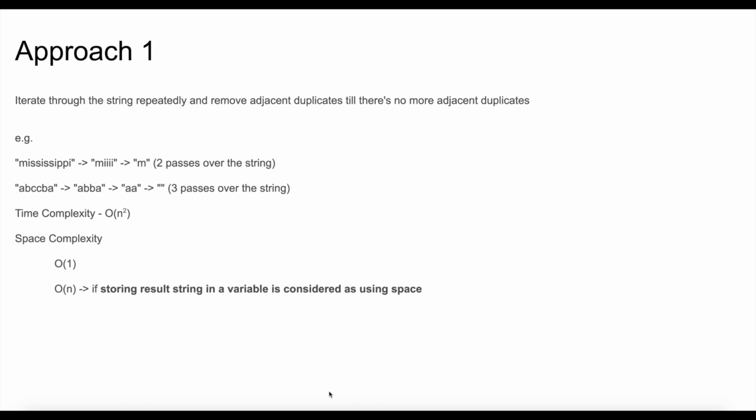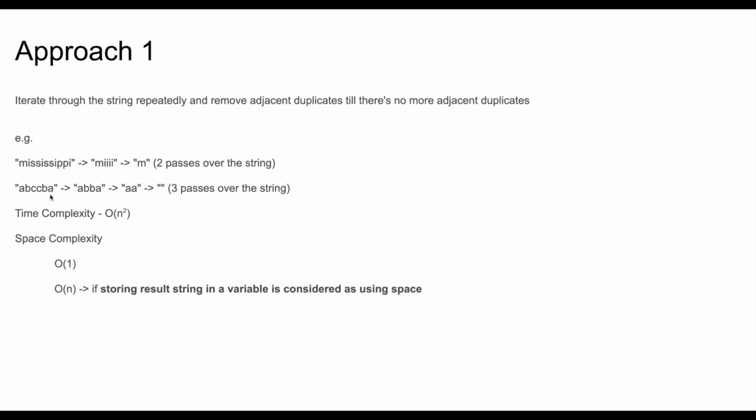And in the second case you see ABCCBA. Here in the first iteration we remove one pair of C, in the second iteration we remove a pair of B, and in the third iteration we remove a pair of A, and the resultant string is an empty string. And it required three passes over the string. So in the worst case, it will require n by 2 iterations over the string, where n is the length of the string, as is the case for ABCCBA.